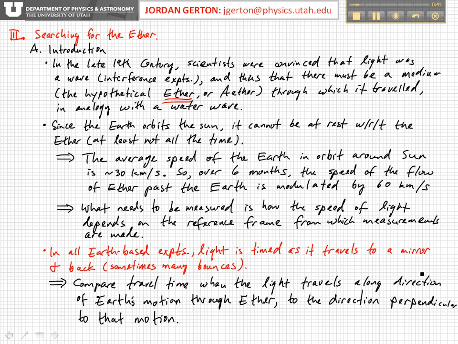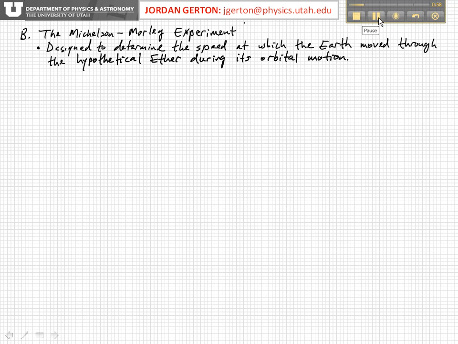And what they expected is that since light was traveling through the ether, the speed of light along the direction of the ether would be different than the speed of light perpendicular to the direction of the ether. So the most famous experiment of this kind was done by Michelson and Morley, and again, this experiment was simply designed to determine the speed at which the Earth moved through this hypothetical ether during its orbital motion.